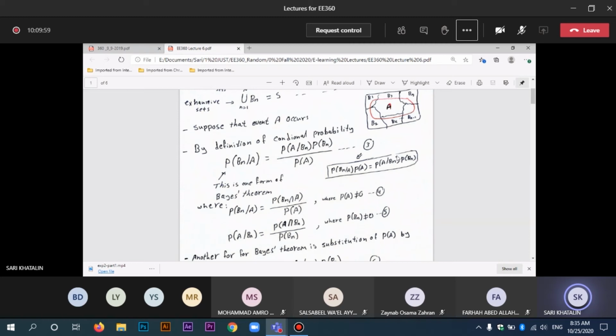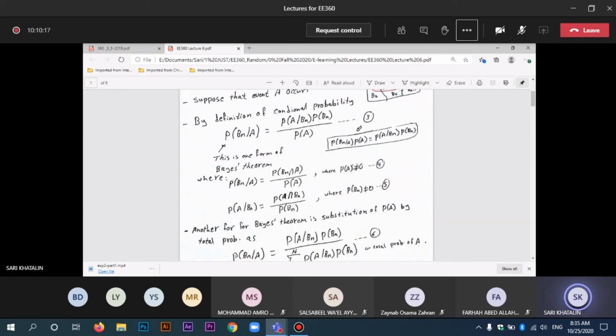And it can also be written this way: the probability of Bn given A times the probability of A is equal to the probability of A given Bn times the probability of Bn. Just in case you want to write it this way, that's fine too. And of course, equations 4 and 5 are just defining the conditional probability. For example, the probability of Bn given A is equal to the probability of the intersection of Bn and A divided by the probability of A. So this is straightforward from the conditional probability. Of course, we assume that the probability of A is not equal to 0, otherwise it's not going to be valid. Similarly for the probability of A given Bn.